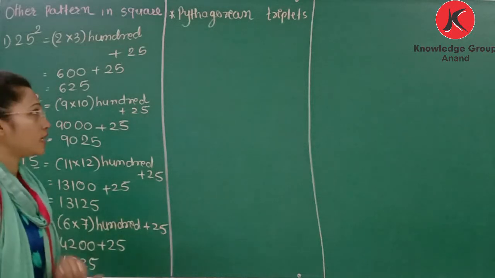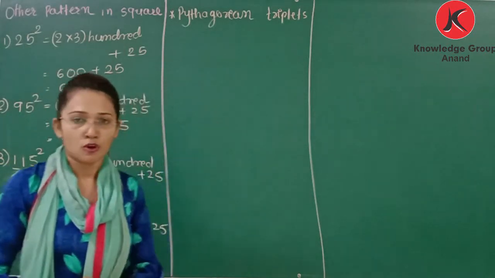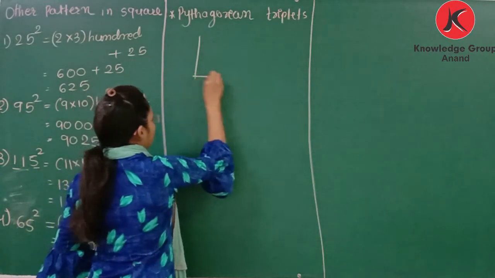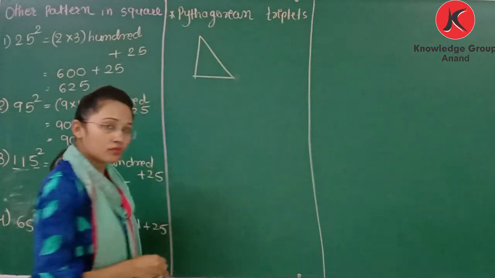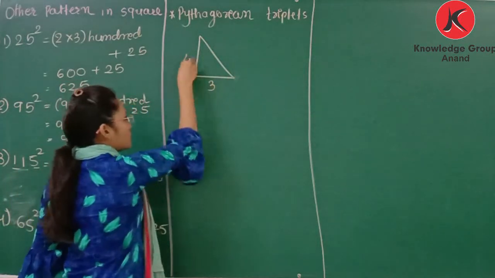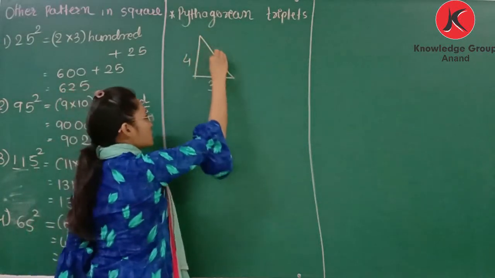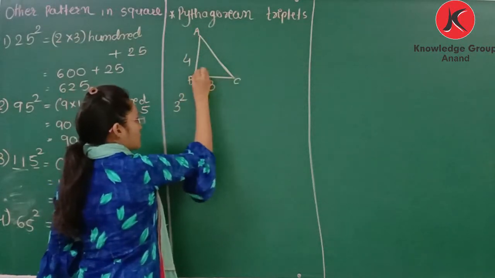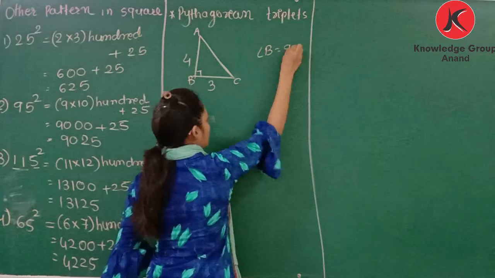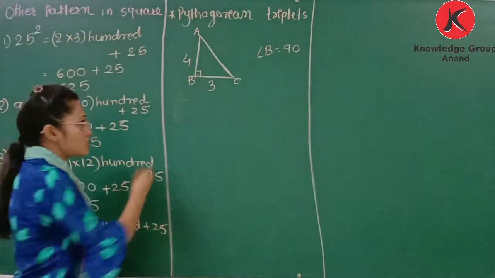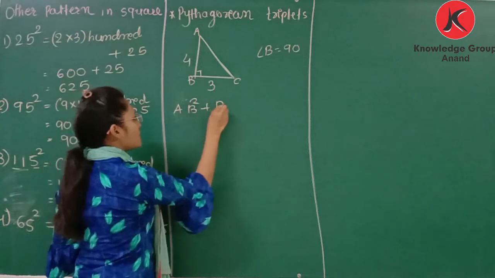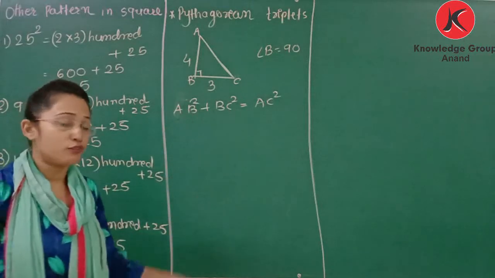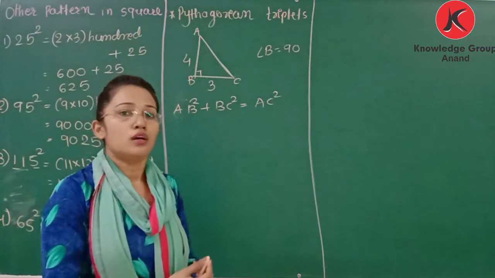Now the next topic that is very important, Pythagorean triplet. Okay, in 7th standard we learn Pythagoras theorem. In that, if it is a right angle triangle, and this measurement is 3, this measurement is 4, then we can find this side by using squares. If we give the name ABC and angle B is 90 degrees, we can write Pythagoras theorem: AB square plus BC square is equal to AC square. Square of two sides, if you take the addition of them, gives the hypotenuse.